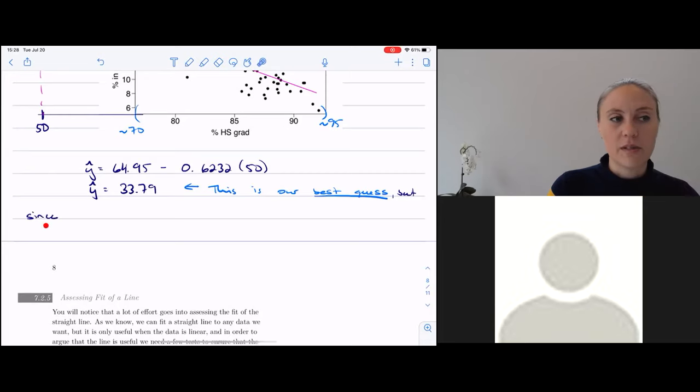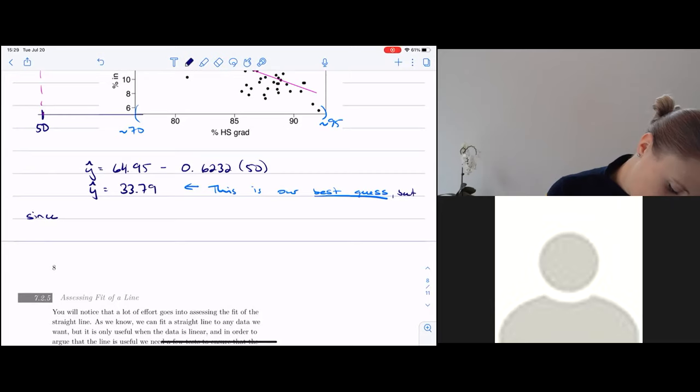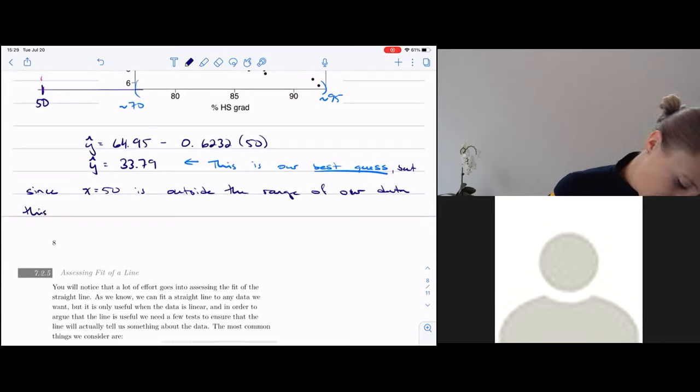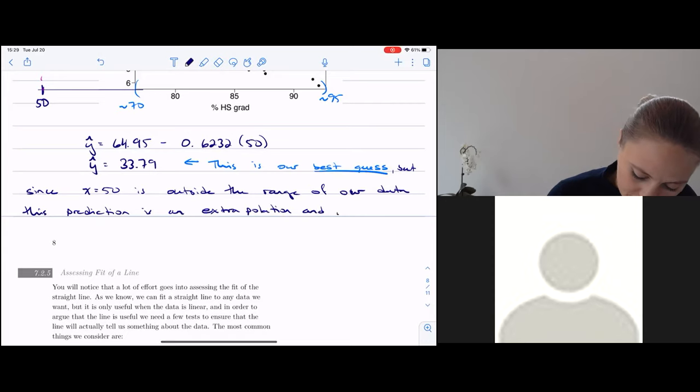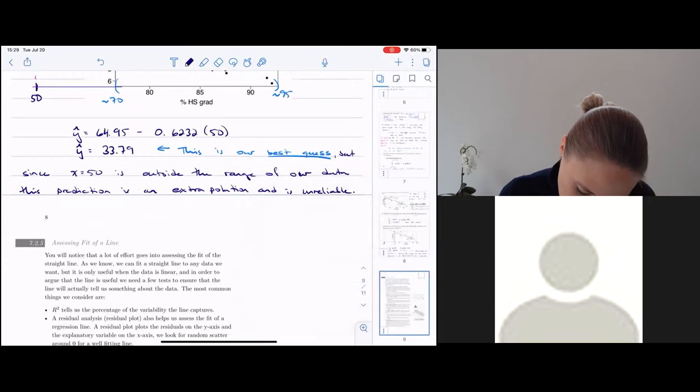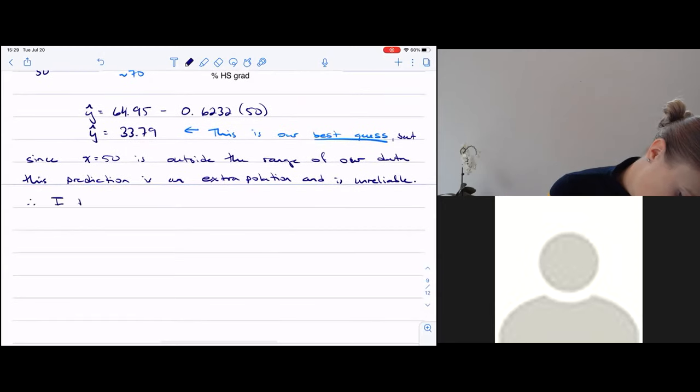And then here is the, do you trust this prediction? Since X equals 50 is outside the range of our data, this prediction is an extrapolation and is unreliable, right? And so I don't trust this prediction. Therefore, I do not trust this prediction.